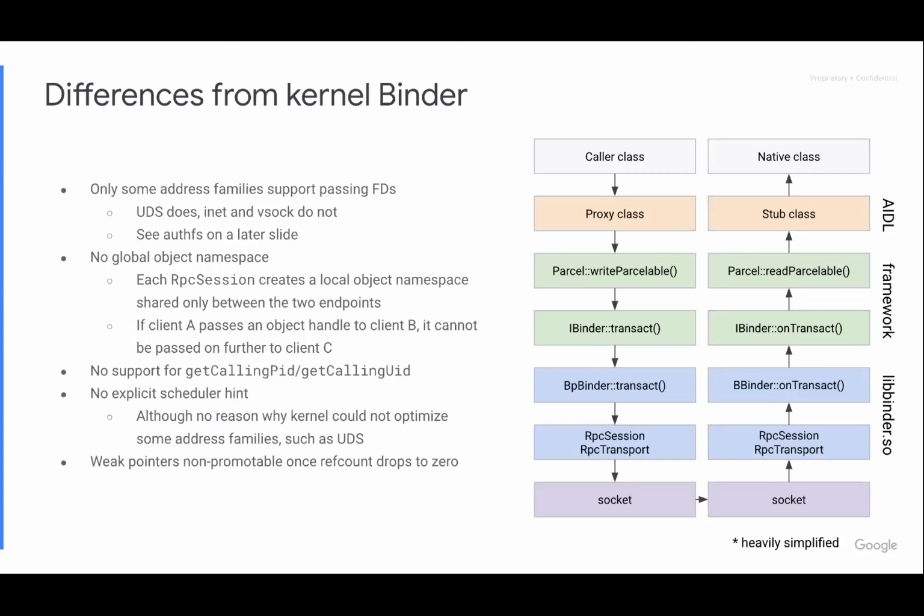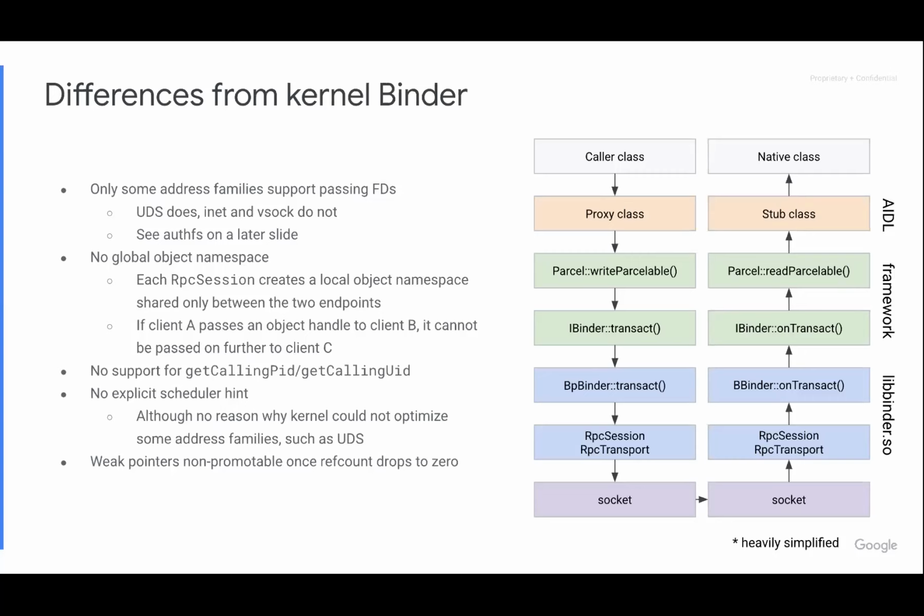There's also no global object namespace. Kernel binder keeps track of all the objects that have been shared over binder across the whole system. But with RPC Binder, you're only creating a connection between two endpoints, and that creates a local object namespace that's only shared between those two endpoints and nobody else. So one thing that you can do with kernel binder, but not RPC Binder, is taking an object from client A, giving the handle to client B, and client B passing that same handle to client C. That's not possible with RPC Binder.